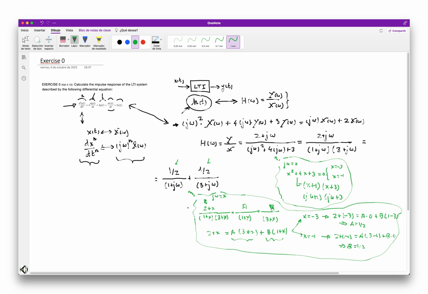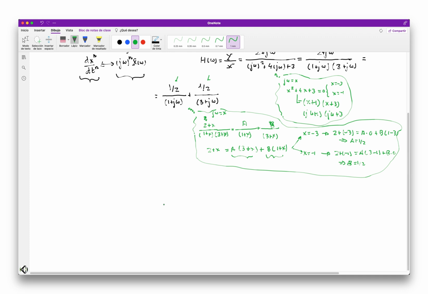Well, we are almost done getting the inverse Fourier transform. We just recall that there is a Fourier transform pair, which is the following one. The exponential of minus at times u of t has a Fourier transform which is 1 divided by a plus j omega. Remember that this is true if the real part of a is positive.